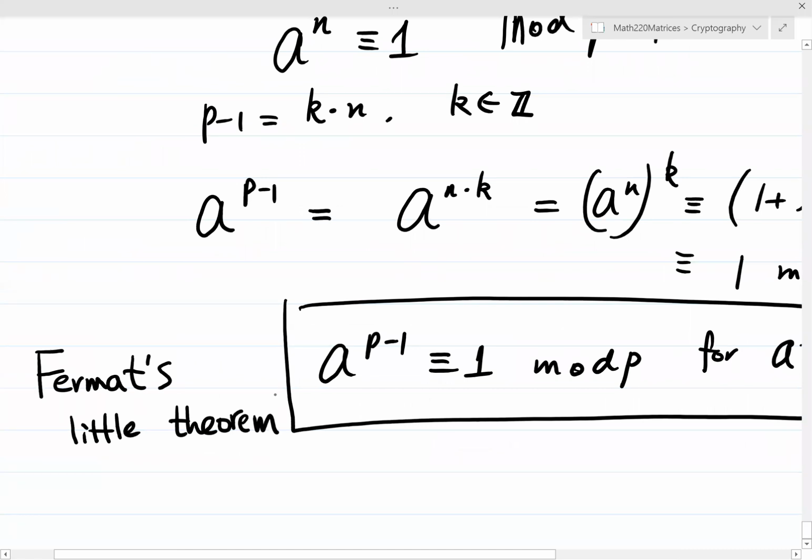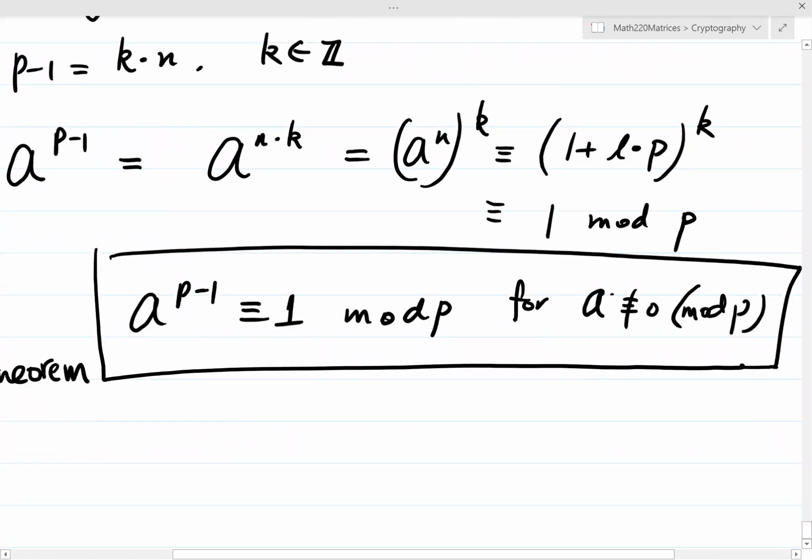Fermat has a lot of theorems. Fermat's Last theorem, you see, is actually a theorem that puzzled people for 3.5 centuries, finally solved by Andrew Wiles. So this is Fermat's Little theorem.